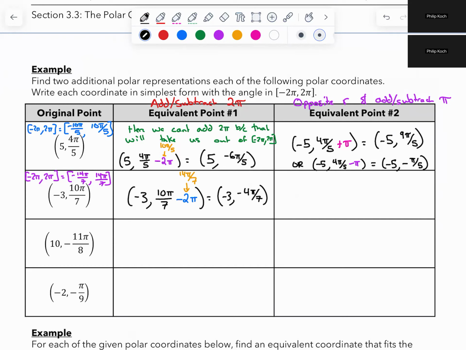And if we make it the opposite r, if we added pi, would we still be in the interval? No, because adding pi would be adding 7 pi over 7, and that would put me at 17 pi over 7, which isn't in the interval. So we'll do positive 3 now, and it'll be 10 pi over 7 minus pi, which will give me 3 comma 3 pi over 7.